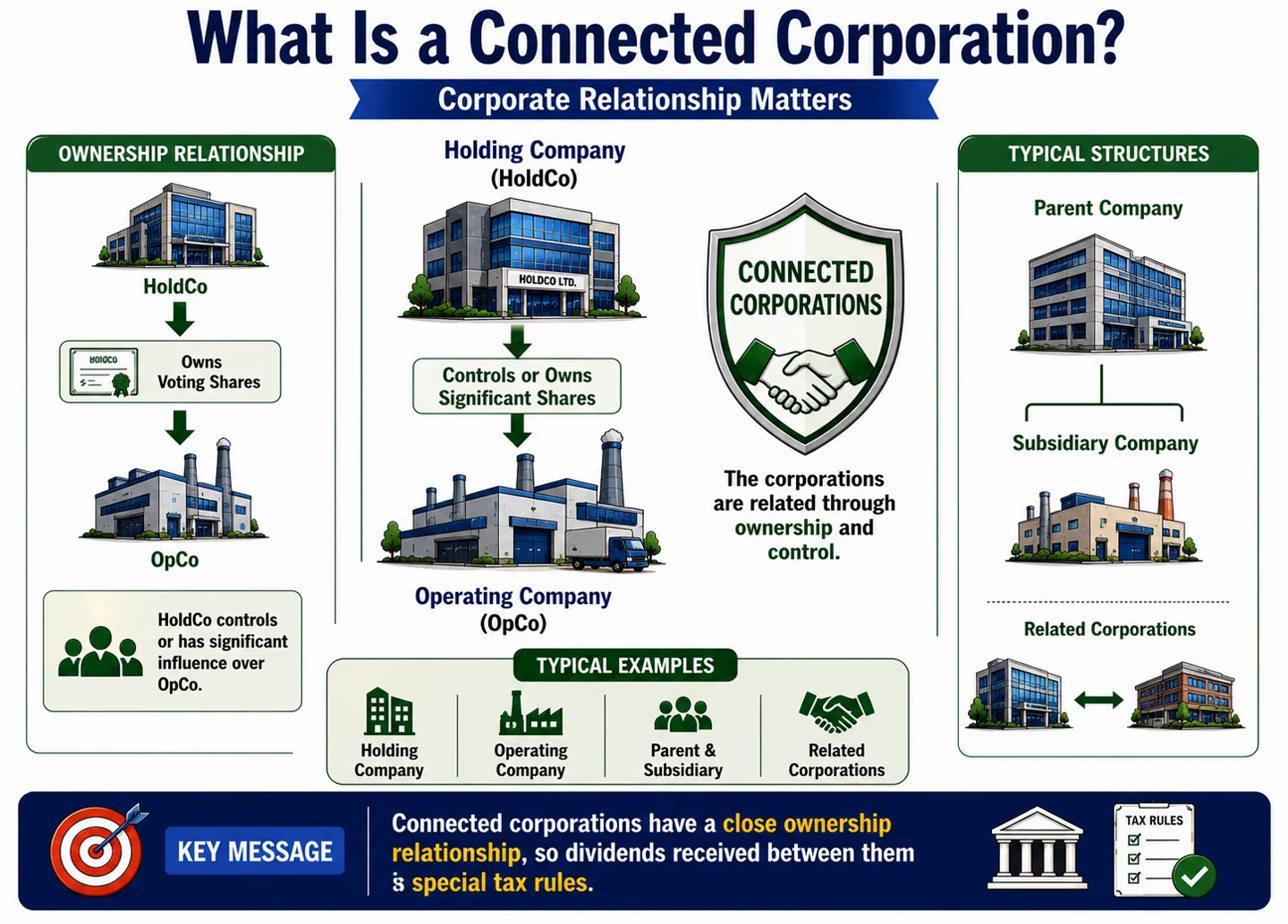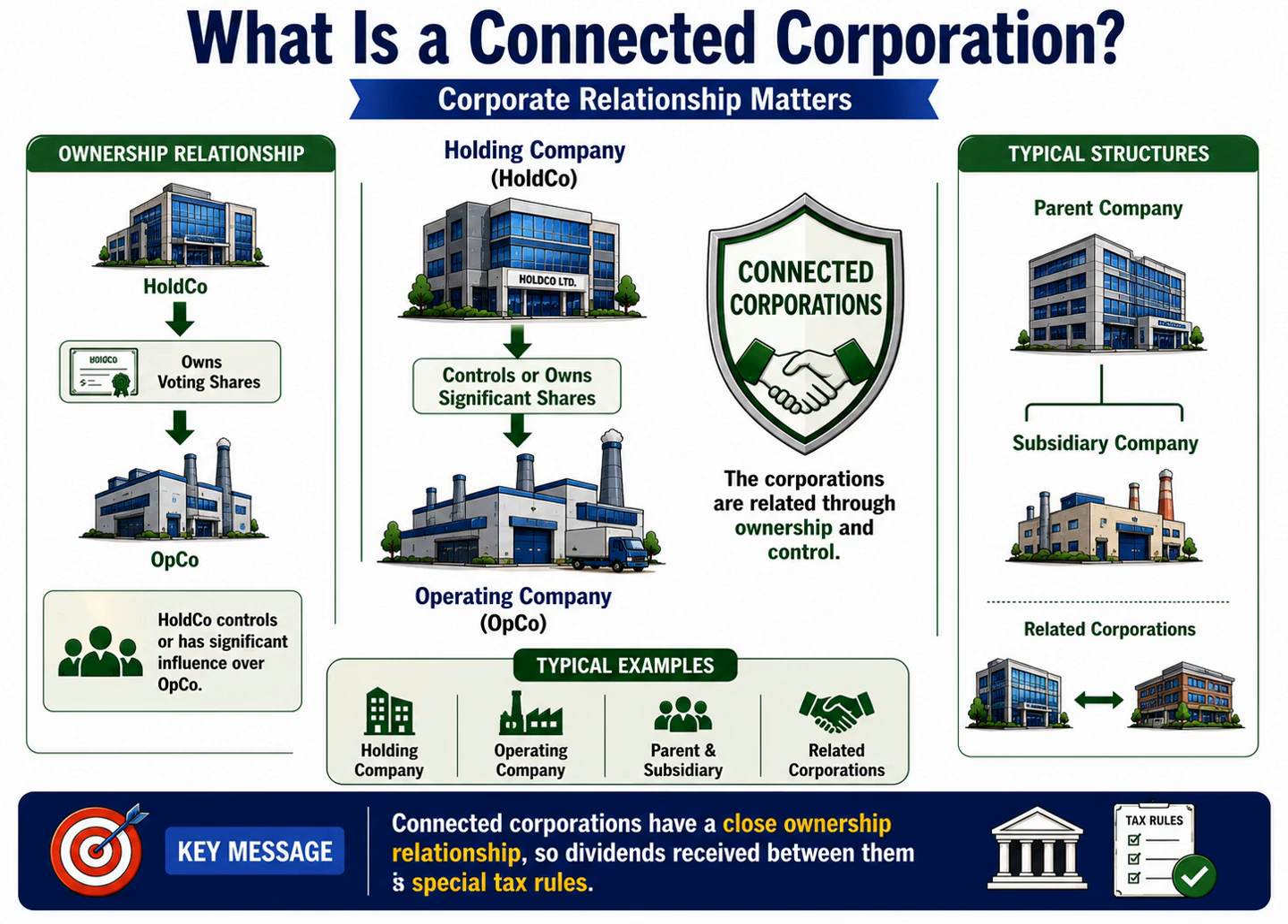In most cases, one corporation owns a significant portion of the voting shares of the other corporation or exercises control over it. A common example is a holding company, often called holdco, and an operating company, or opco. The holding company owns shares of the operating company, and because of that ownership, it is connected to the operating company. Another common example is a parent company and its subsidiary.